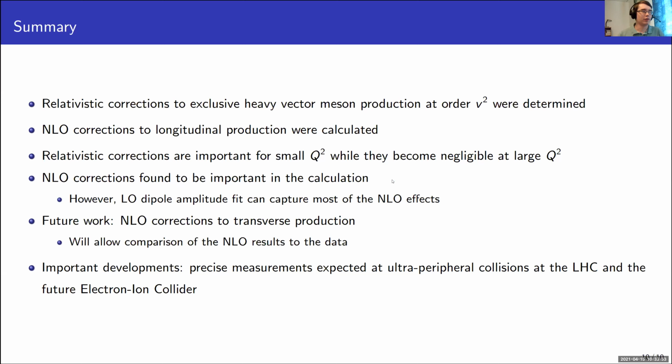In the future, we will calculate the next to leading order corrections also to the transverse production. This will allow us to compare the next to leading order results to the data. These are important developments as we expect to get precise measurements from the LHC and the electron ion collider in the future. Thank you.